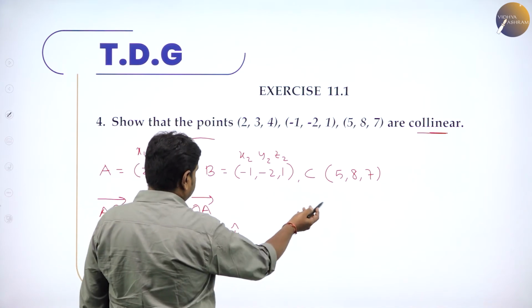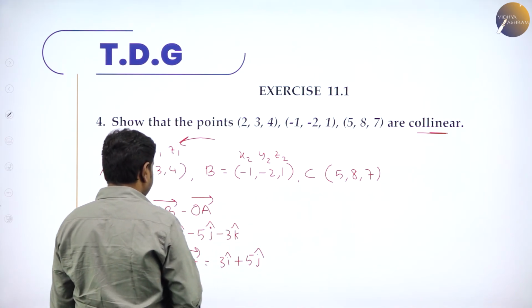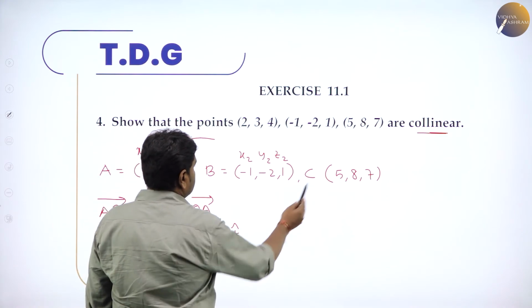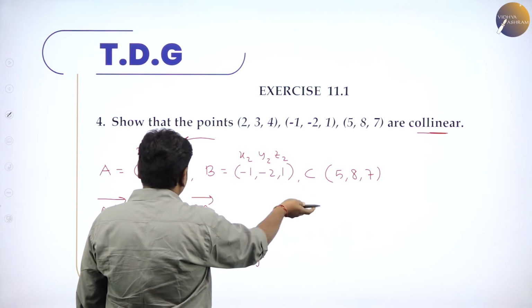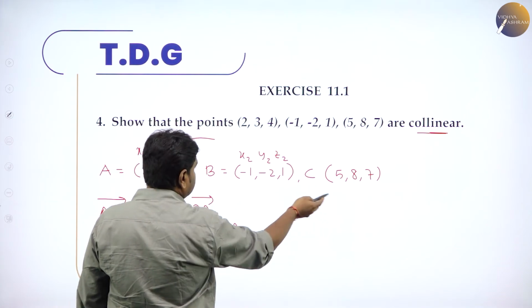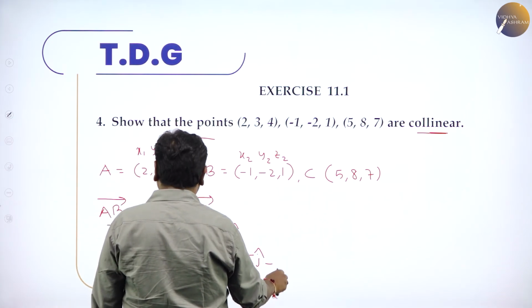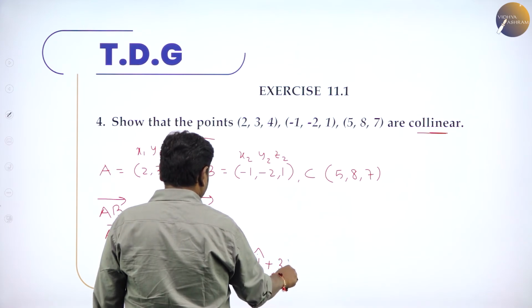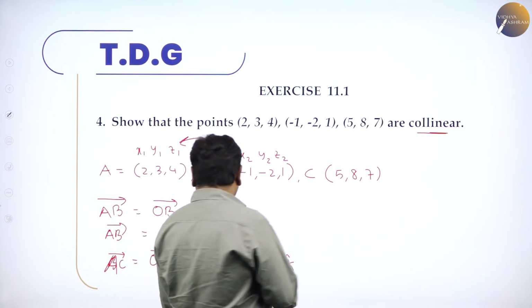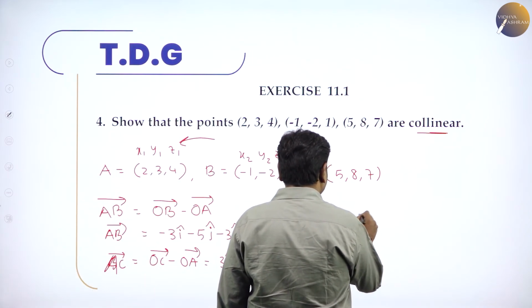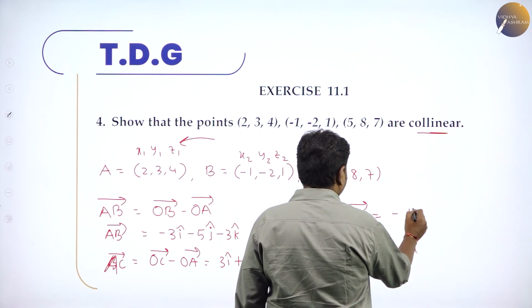Then what is that? We have 5 minus 2 is 3, 8 minus 3 is positive 5, 7 minus 4 is 3. So now you can write, see, AB and AC. Clearly they vary by sign. AC is minus AB.